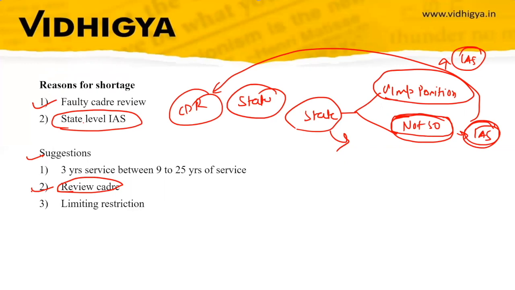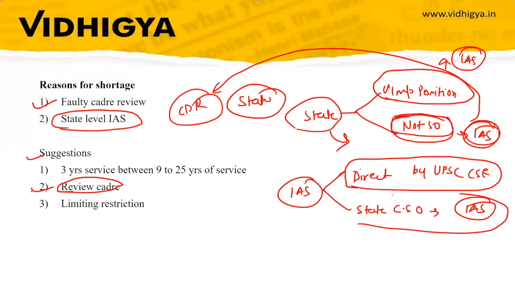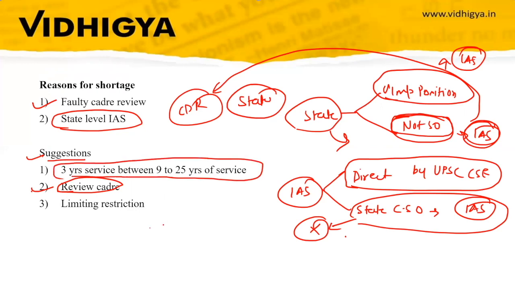And then the second is state-level IAS. You become an IAS officer in two ways. One is directly, by clearing the UPSC CSE exam, and the other is by becoming a state civil services officer and then being promoted to IAS. The central government is only using IAS officers from the first route and not from the second. That's why there is a shortage. So what are the suggestions? A three-year service between 9 to 25 years of service: every officer between 9 and 25 years of service has to go for central deputation for a minimum of 3 years. You have to make it mandatory.